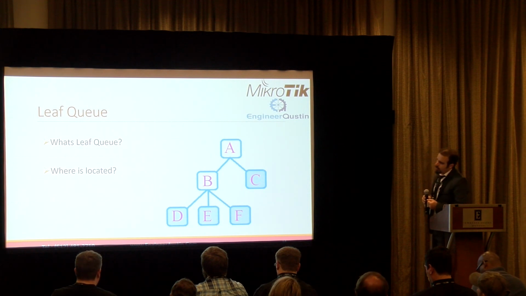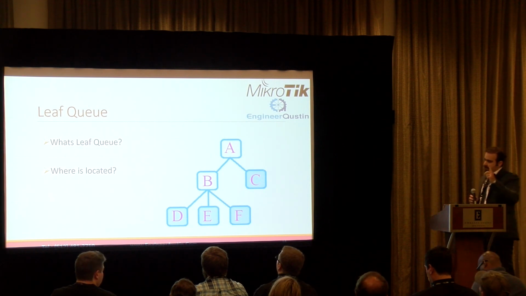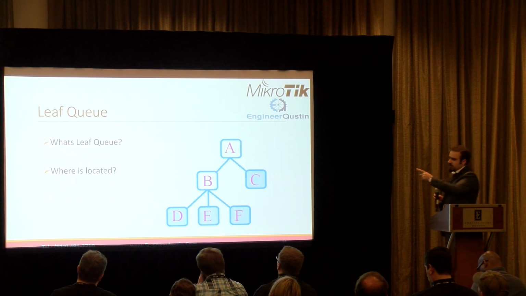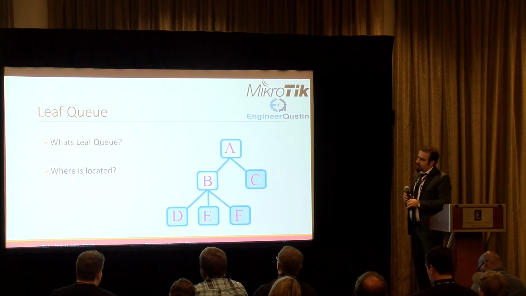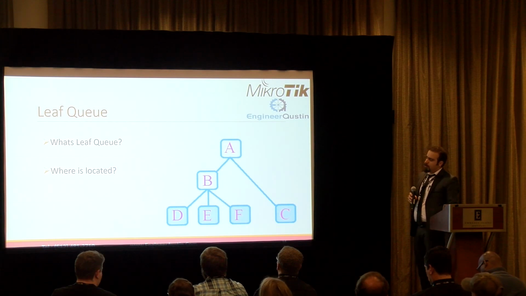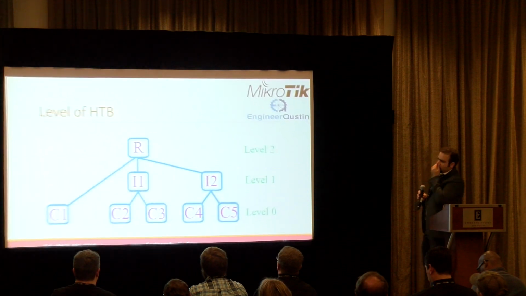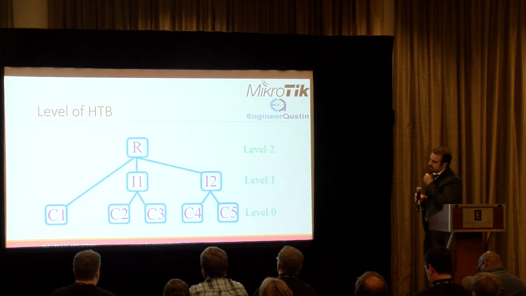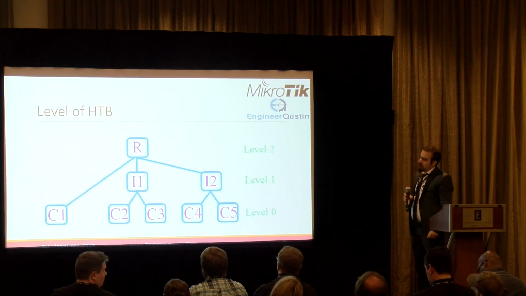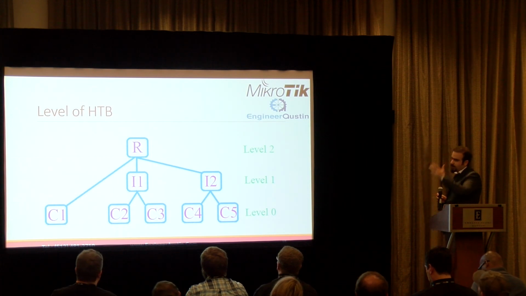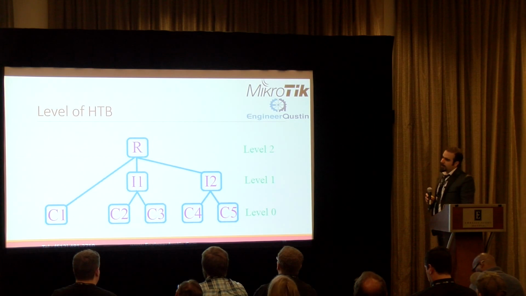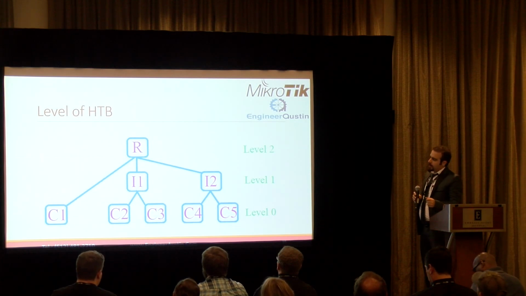Leaf queue. A queue with a parent and without any children is a leaf queue. A leaf queue is located at the bottom level of the HTB. As we said, a leaf queue is level 0, and the higher you go up the tree in the hierarchy, the more the level increases.